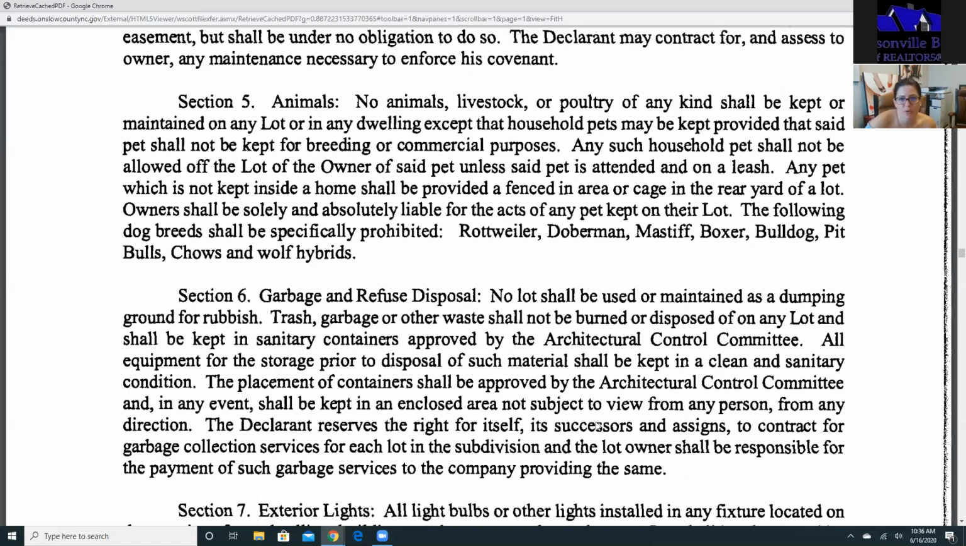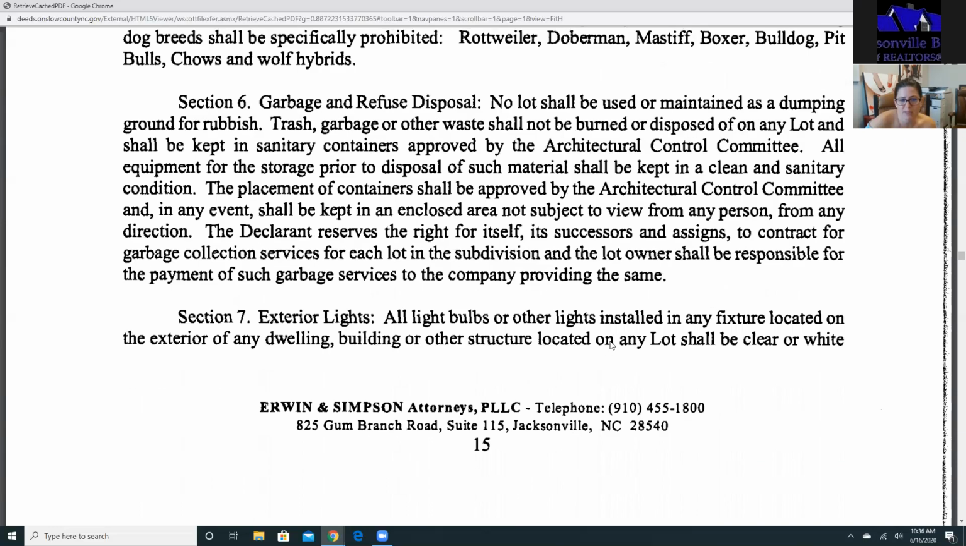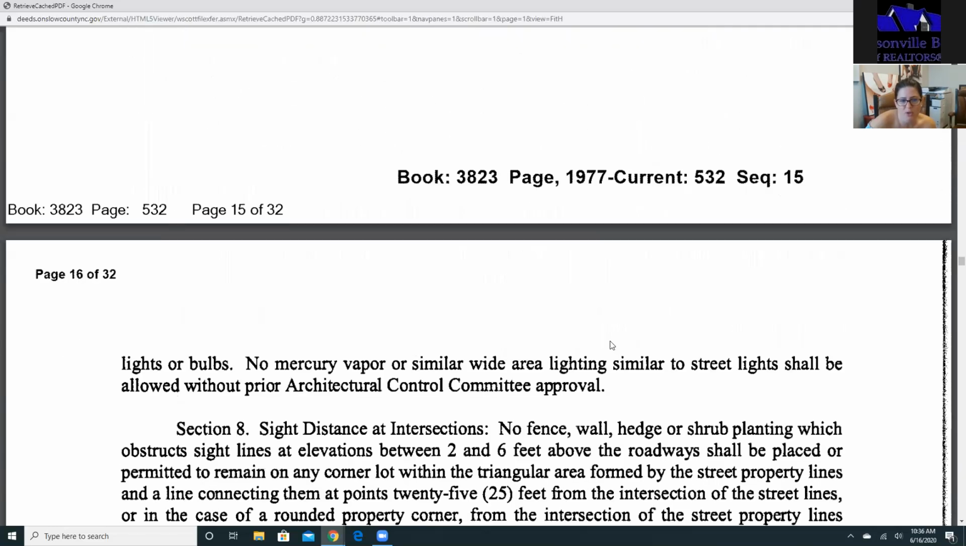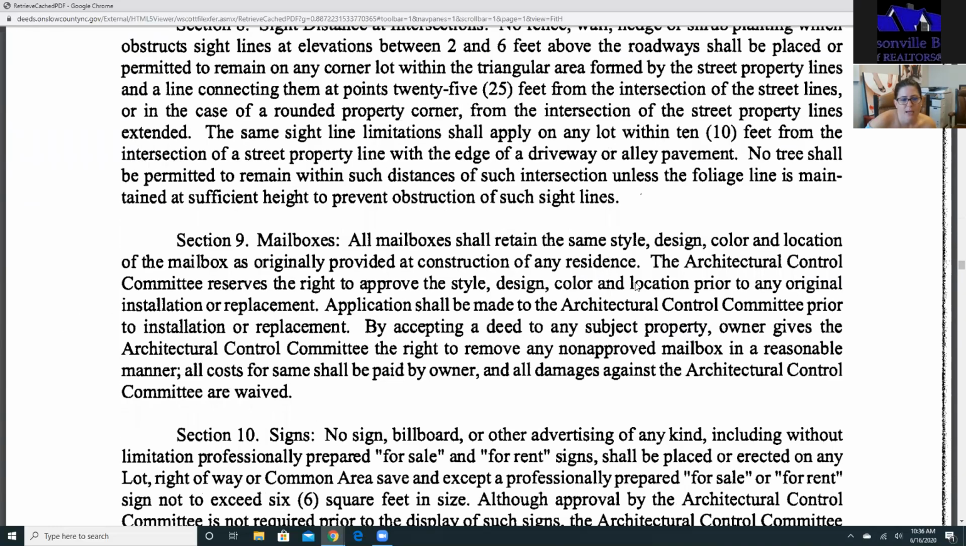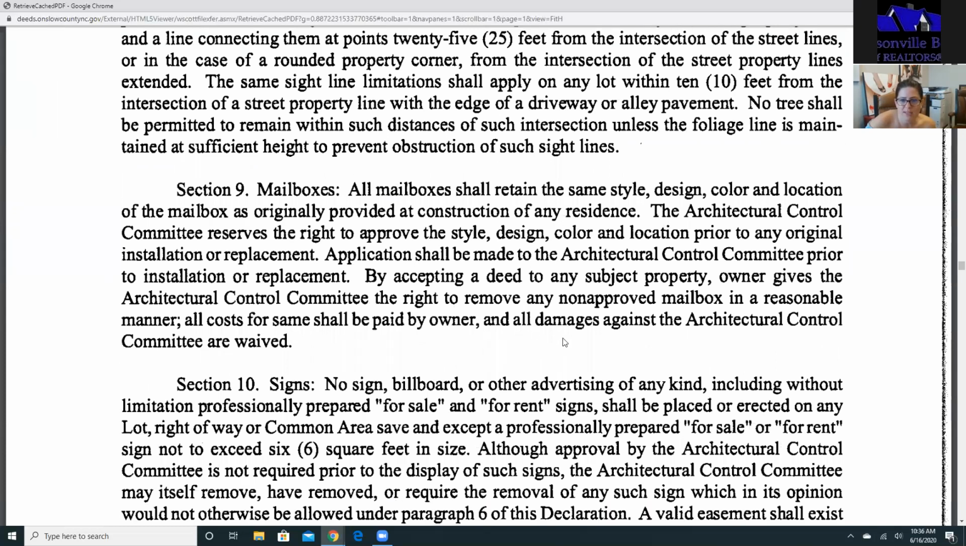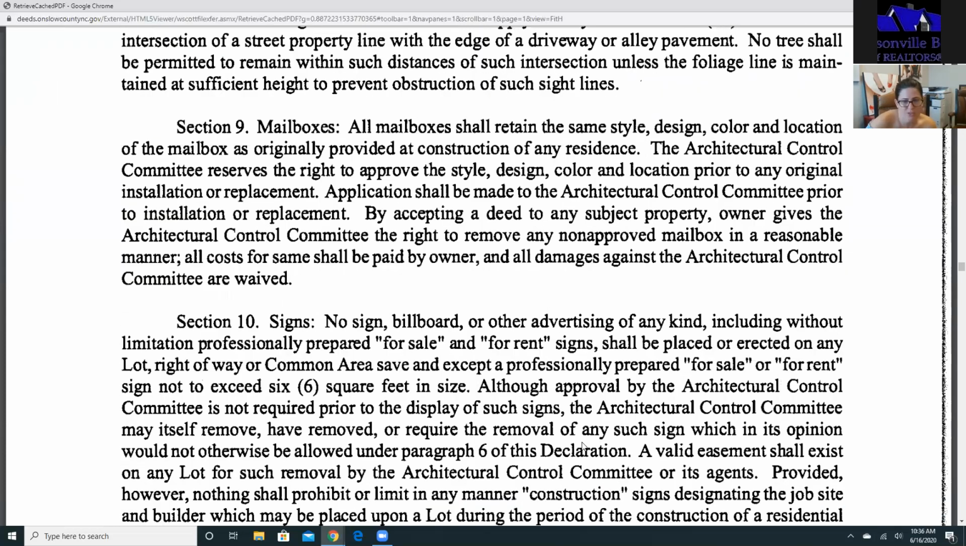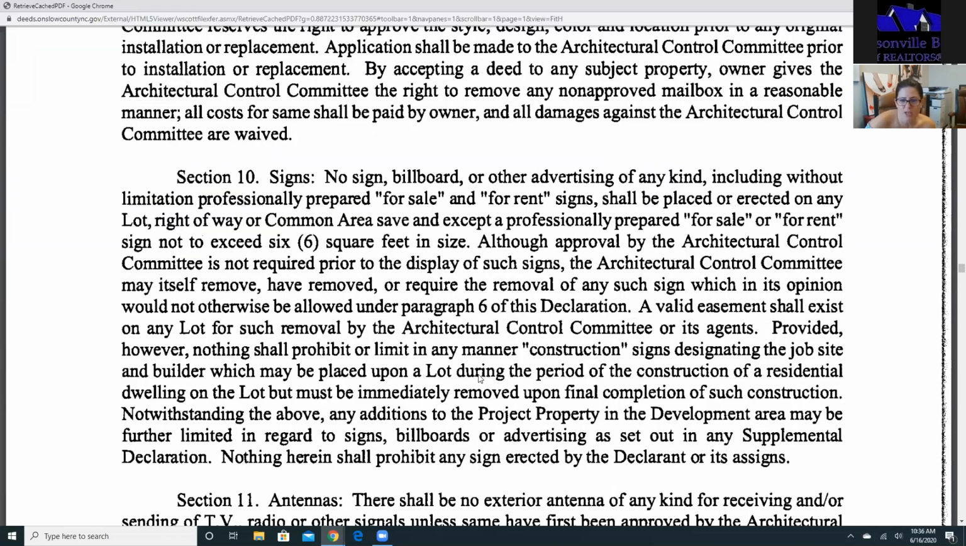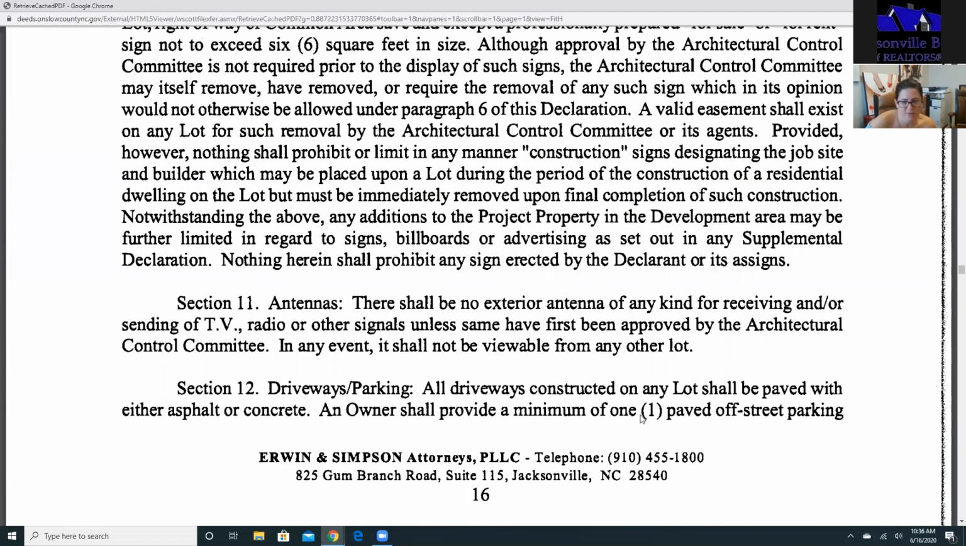Okay. We're not going to go through everything in this restrictive covenants, but like I said, there's lots of things that you should be looking for when you look at those. Mailboxes, if they say that you can't switch out the mailbox, then you shouldn't switch out the mailbox. If they say that you can't have giant signs, you can't have giant signs. So just make sure that you are reading through those.